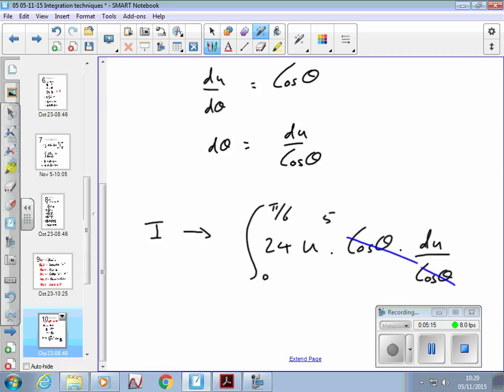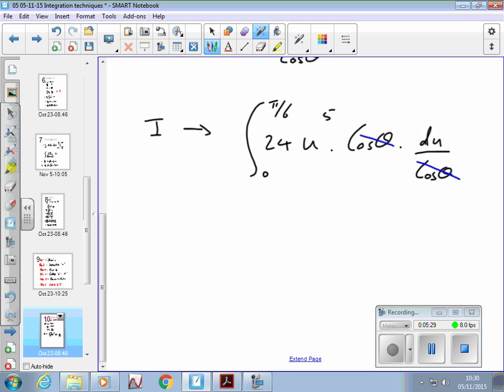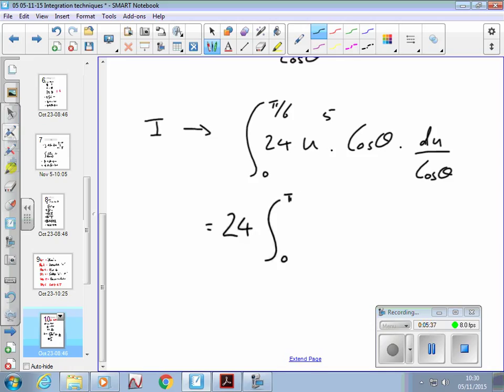So one of the main things you must think about when you use the substitution method is, when you make the substitution, the original variable, in this case theta, must disappear, and it does. So we can carry on. We can now bring the constant outside, and we're going to integrate between 0 and pi over 6 u to the 5 du, and that's a standard integral.